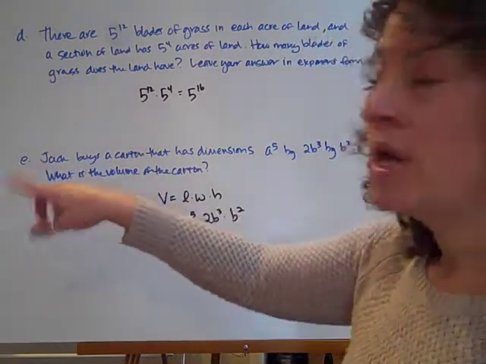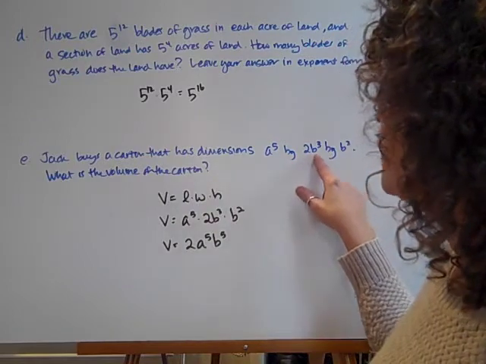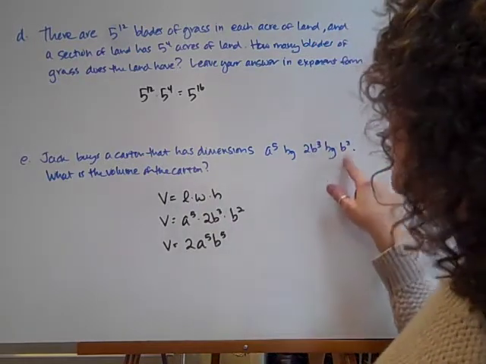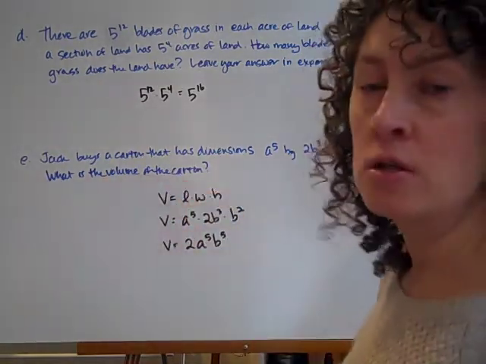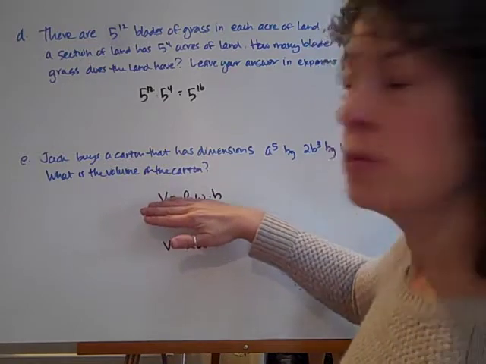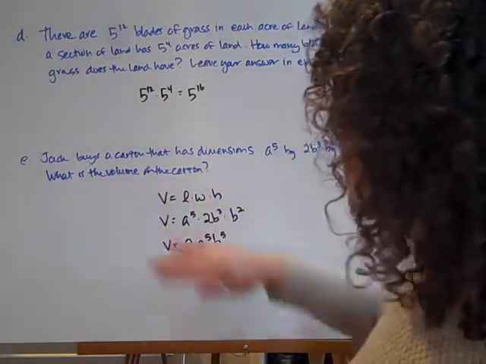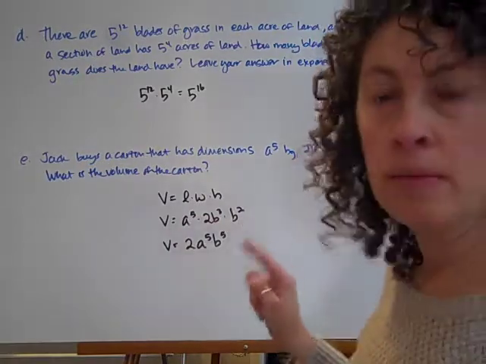All right, our next one, Jack buys a carton that has dimensions a to the 5th power by 2b to the 3rd power by b to the 2nd power. So I've got a length, a width, and a height here. What is the volume of the carton? So first I need to start, this is an FSSU. I'm going to start with my formula, volume equals length times width times height. I'm going to substitute in each of the dimensions that they gave me, and then I'm going to multiply.